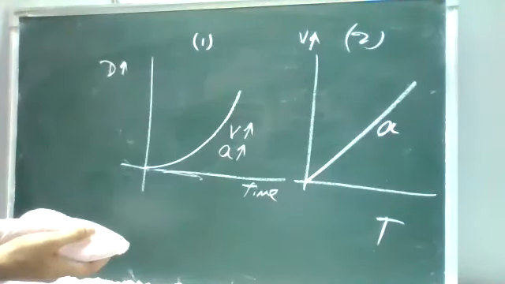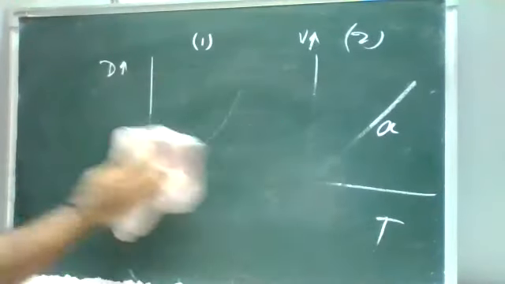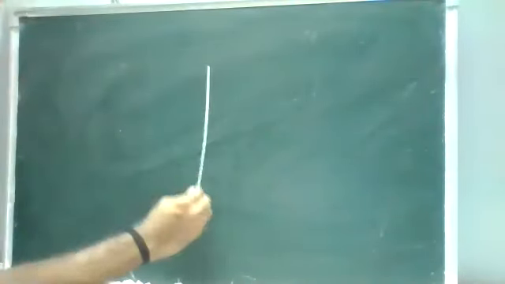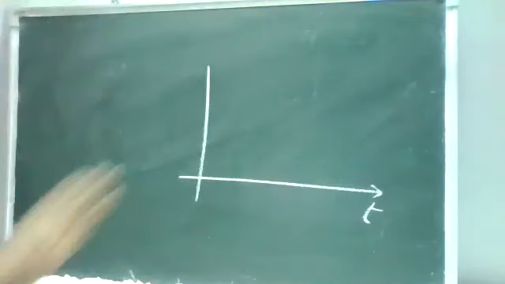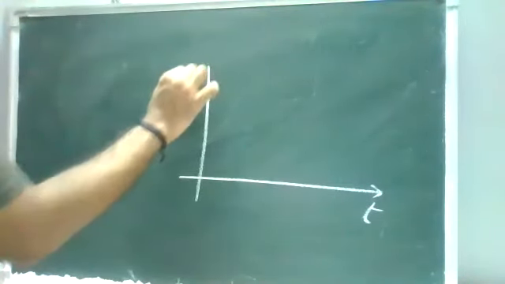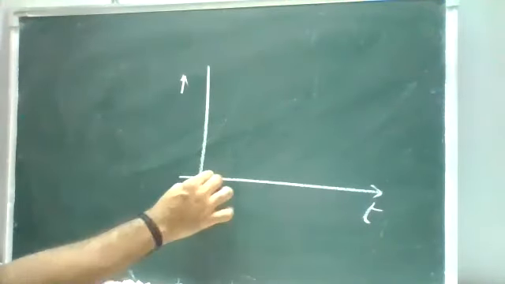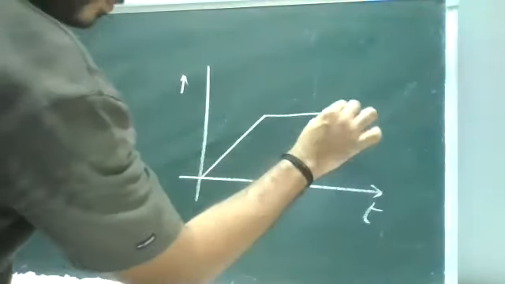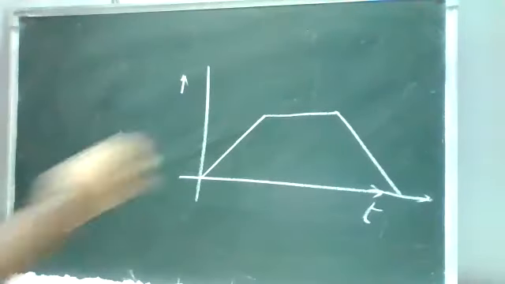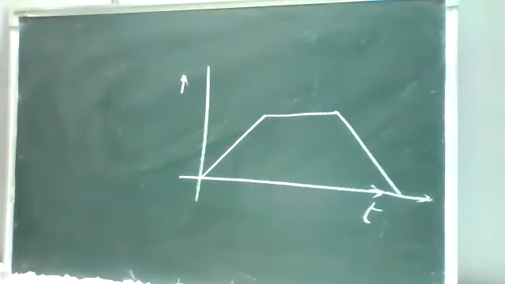The velocity time graph of the motion of a car is given. Okay, just draw the graph. Time, okay, so it is your velocity. Okay, so here the graph will be like this. So it is a straight line.